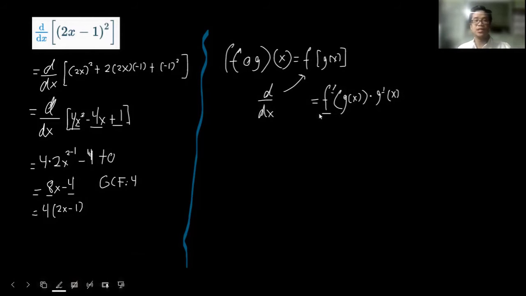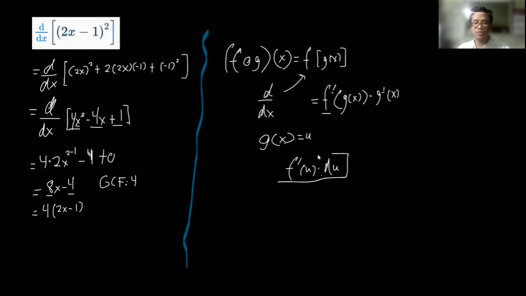Since I don't know if you guys could memorize this one, but I will let g of x be u. So this would be like f prime of u times du, or in other words, the derivative of u. So that's it, guys. Remember this formula. I use u instead of g of x so that it would be simpler and more convenient. Okay, sorry for the wrong grammar. Okay, so let's give this a try.